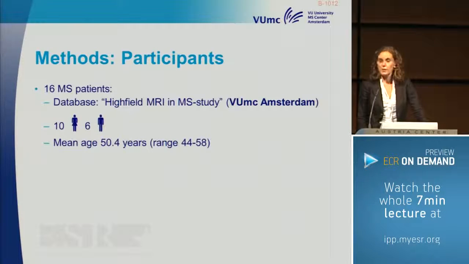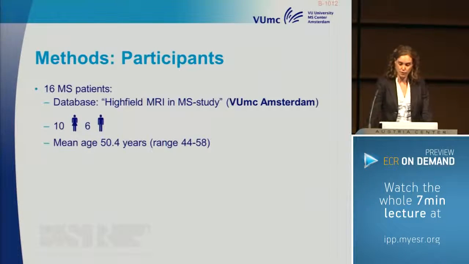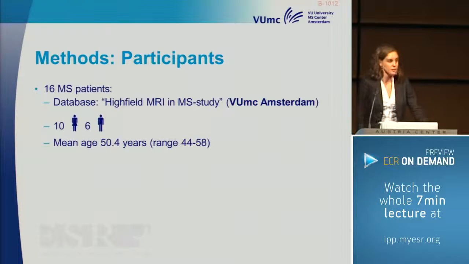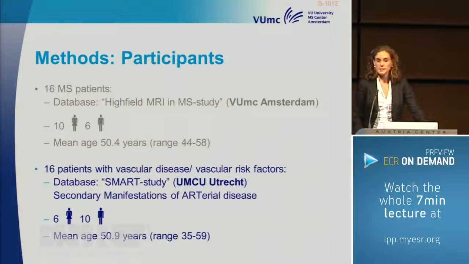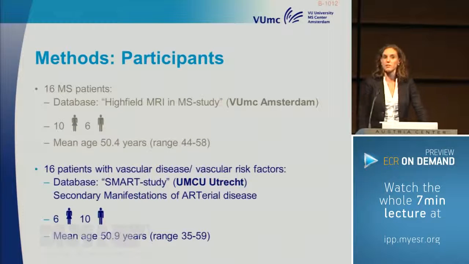We included 16 MS patients from our own database, the high-field MRI and MS study. These were 10 female and 6 male patients with a mean age of 50.5 years. We also selected 16 patients from the SMART study from the University Medical Center in Utrecht. These are patients with vascular disease or vascular risk factors. And these were 6 female and 10 male patients with a mean age of 50.9 years. And the groups were selected based on age matching.